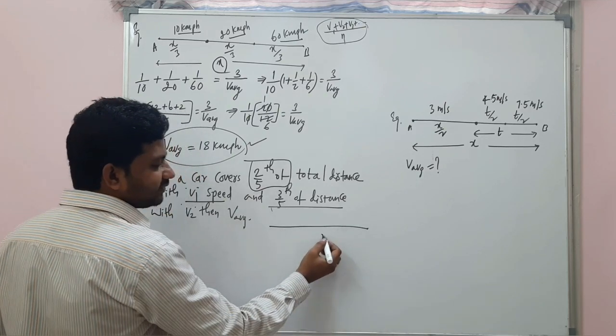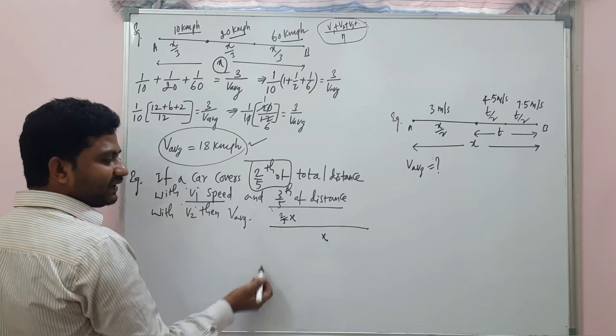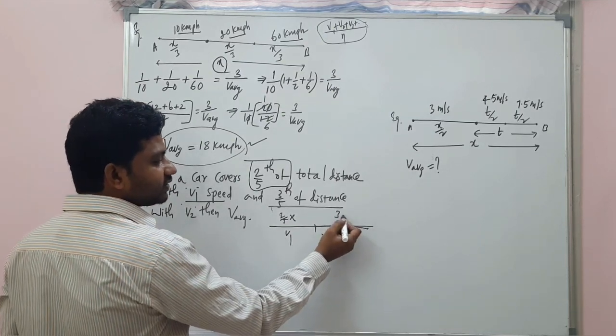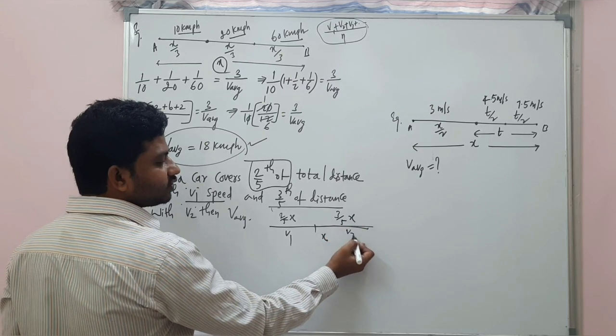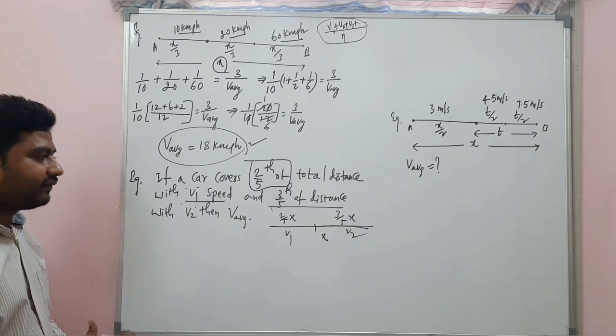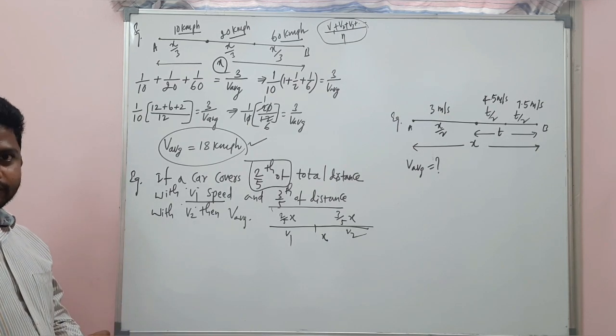Total distance is x. Simple. 2 by 5 times of x is moved with the speed V1, and the rest of the distance, which is 3/5 of the total distance, is moved with the speed V2. How to find the average speed? Here they are not equal intervals.